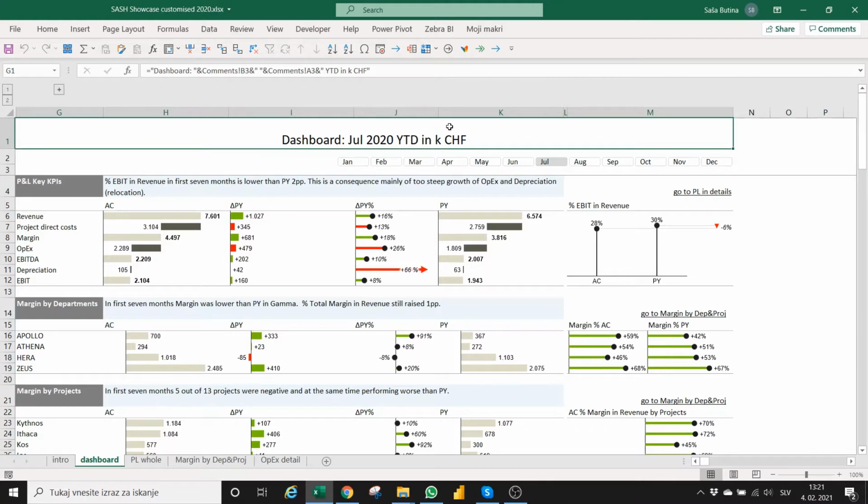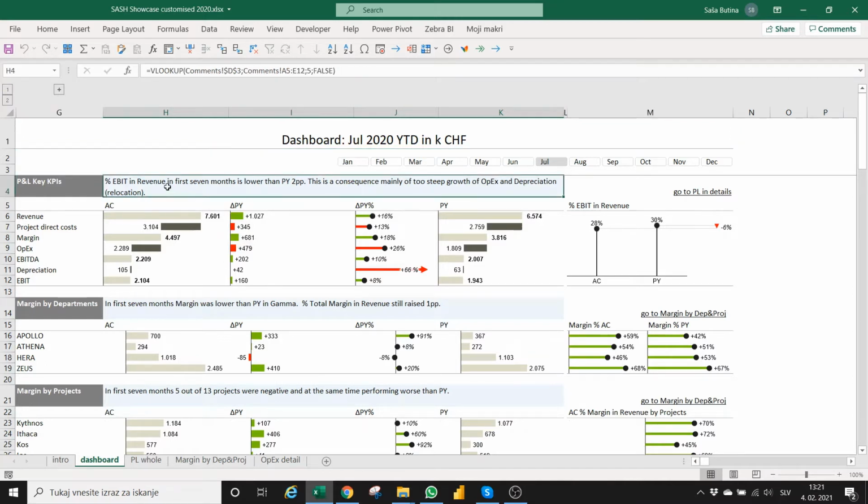in 1000 Swiss francs. However, this report is dynamic, which means that here we can choose the period we are interested in. But before I switch the period now, please keep in mind that currently here we have 7.6 million revenues. And here in the comment we can see that it refers to the first 7 months of this year.